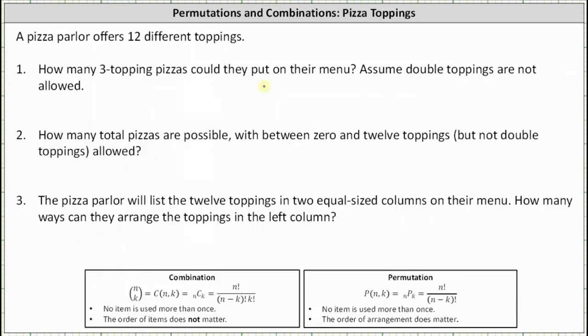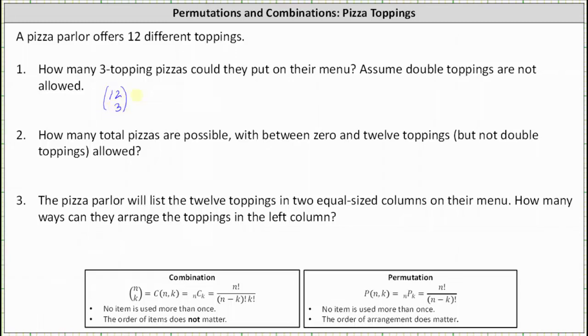For a combination, no item is used more than once, and the order of the items does not matter. So because there are a total of 12 toppings, and the question is how many 3-topping pizzas could they put on the menu, the number of pizzas would be 12 choose 3. And there are 3 common ways to denote a combination. I'm going to go ahead and write 12 choose 3 using this notation here.